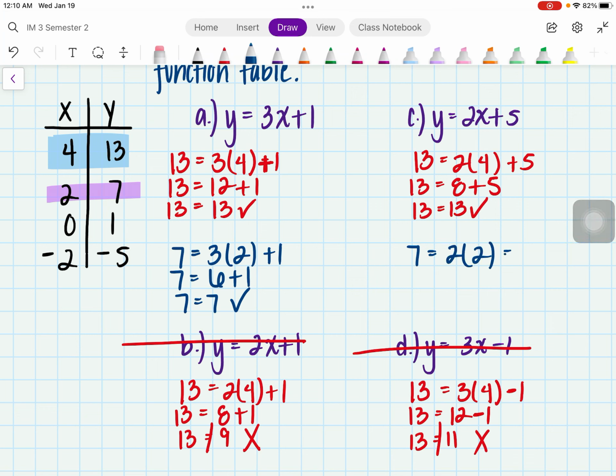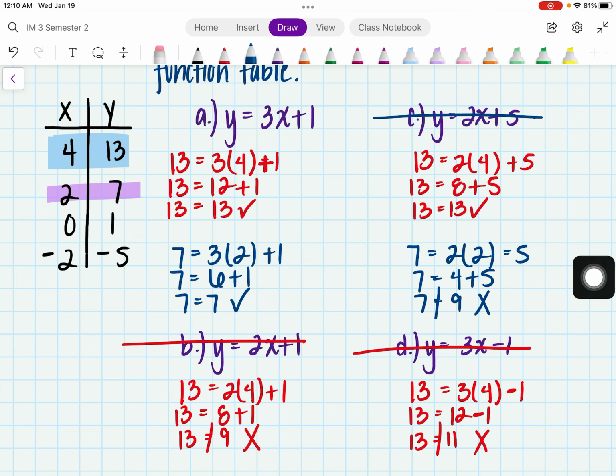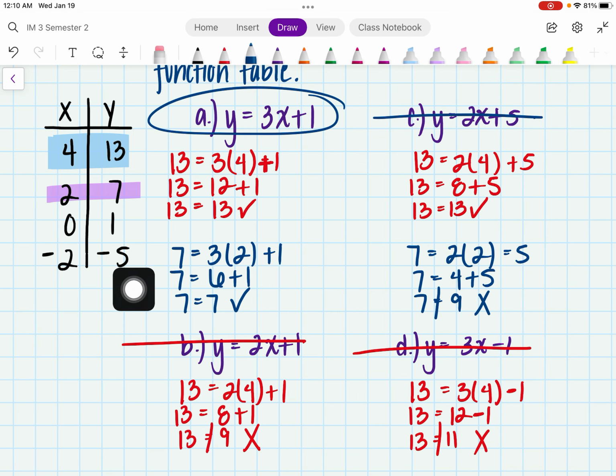So let's check it on this one. Wherever I see a y, I put a 7, and wherever I see an x, I put a 2. So then 7 equal to 2 times 2 is 4. And 4 plus 5 in this case is 9. So that actually is false. So you see how in this case it did work, the first one, but the second one didn't? Then this one wouldn't be considered a function.